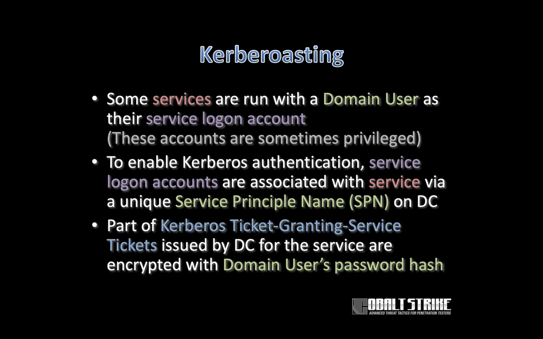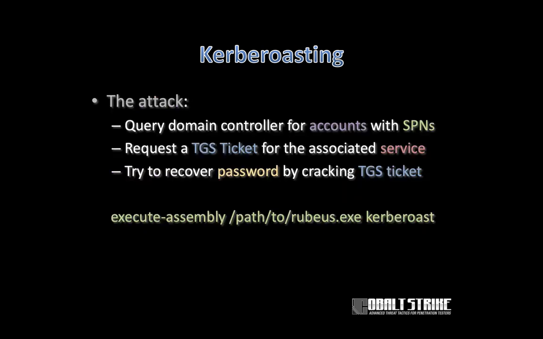Now, when I, an end user on a network, want to authenticate to a service on that same network using Kerberos, I go to the DC with my ticket granting ticket and I say, hey DC, can I get a ticket granting service ticket for that target service on that target system? And the DC will give me back this ticket. Now, what's really interesting is that this ticket granting service ticket, parts of it are encrypted with the domain user's password hash. With that out of the way, let's go into the Kerberoasting attack.